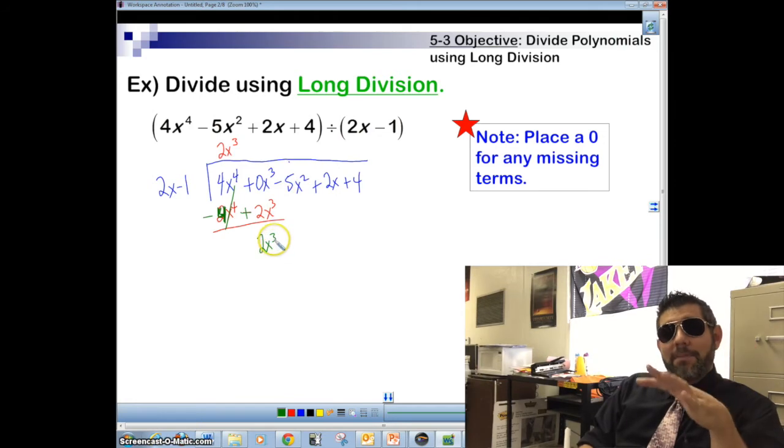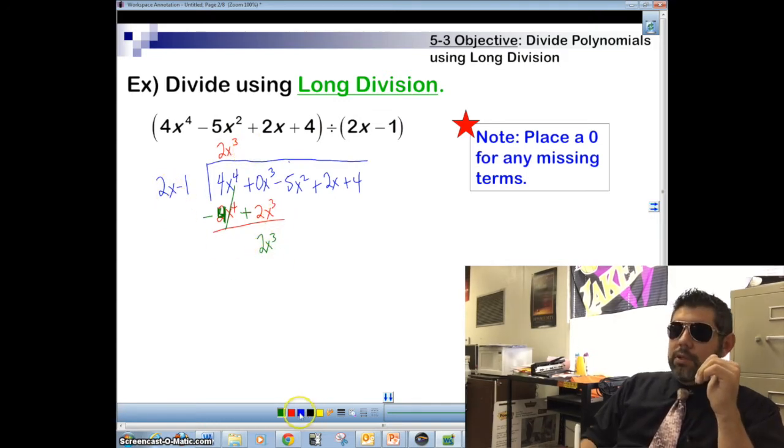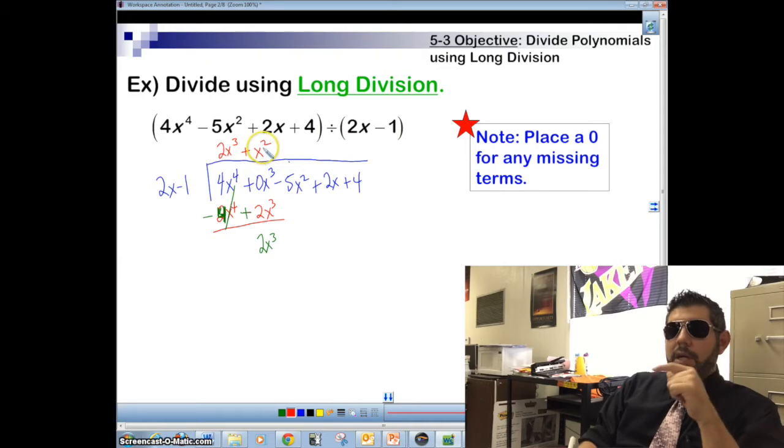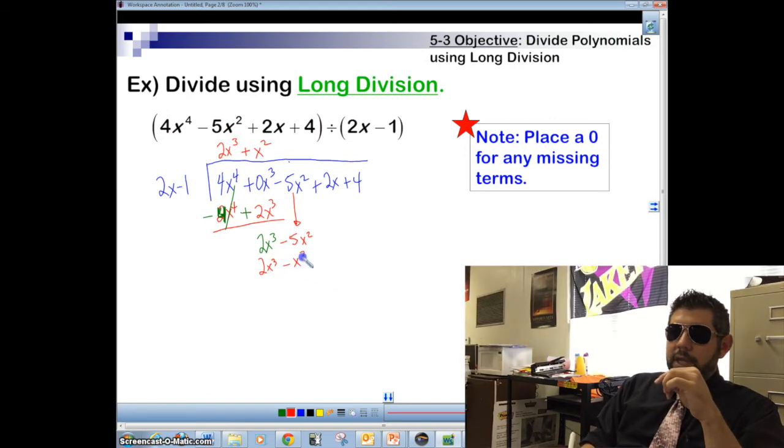Now we need to do the same thing. So we're going to repeat the process over and over again. What do I multiply 2x by to get 2x cubed? Another way you can do it is just divide and see what that gets you. So what we're going to do now is get our next term, which is going to be x squared. X squared times 2x is 2x cubed. We've got to bring this term down, negative 5x squared. X squared times negative 1 is negative x squared.